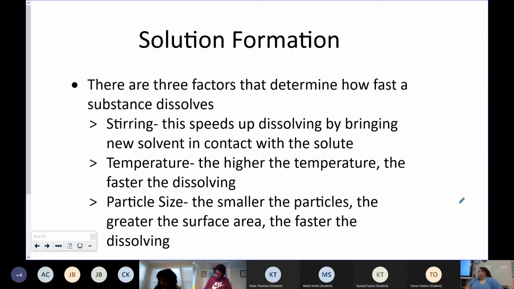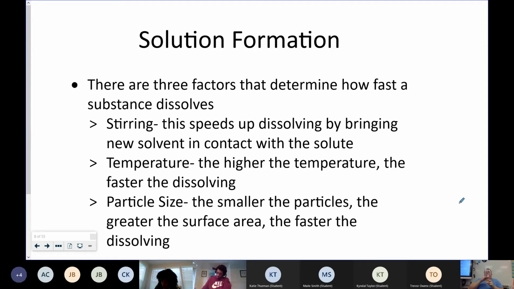And then the last one that we looked at is particle size. So generally, the smaller the particles, there's going to be a greater surface area, so the substance is going to dissolve faster. Most of the time whenever we buy sugar, it's the granulated sugar, the tiny little crystals. Whereas some places you can buy sugar cubes, but the granulated crystals are going to dissolve much faster than if you had the sugar cubes.